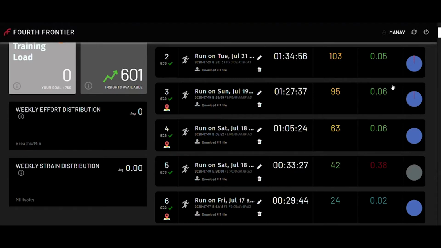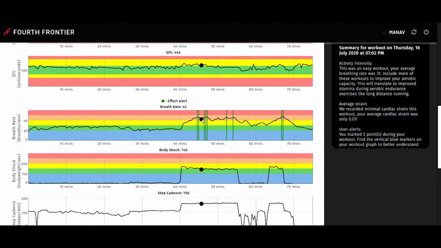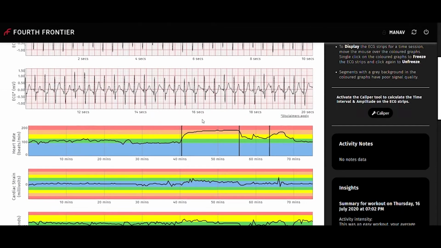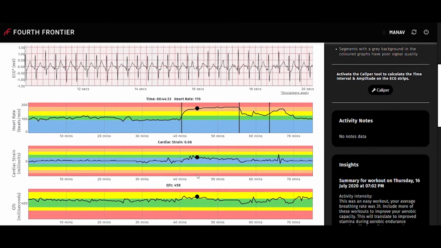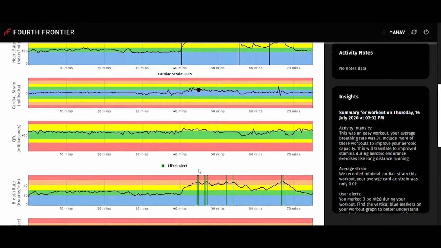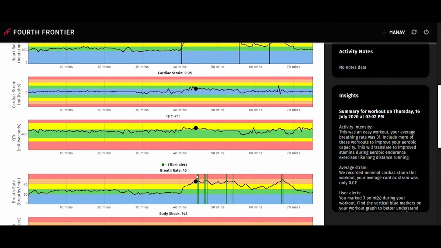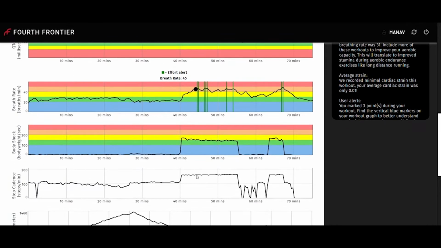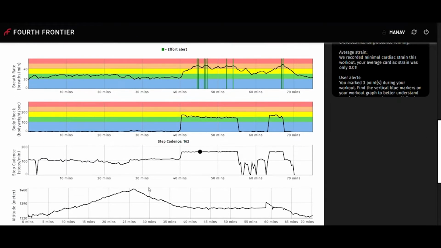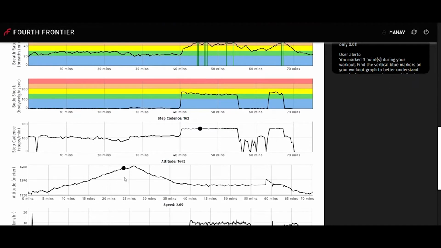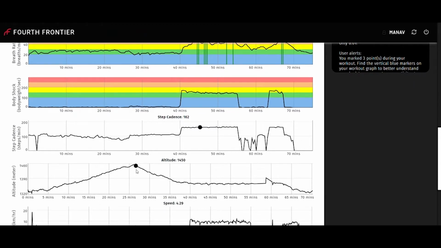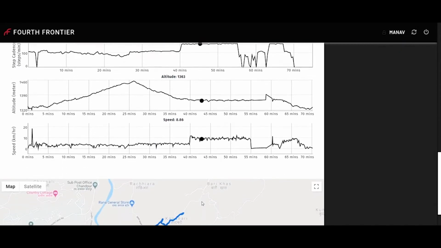heart during that workout. If you go into this particular recording, then it shows you the heart rate, the cardiac strain, the corrected QT interval, the effort based on your breathing rate, the body shock, the step cadence, that means the number of steps per minute you were running at. And if you were running with your phone, then the change in altitude and speed along with the route map.